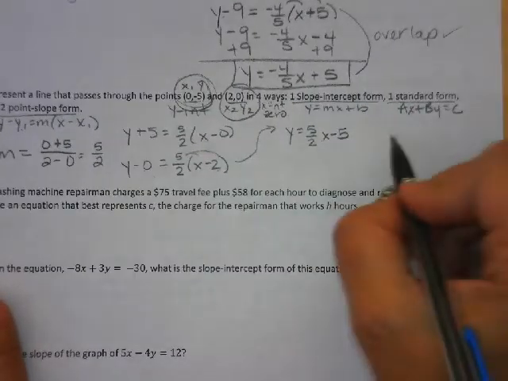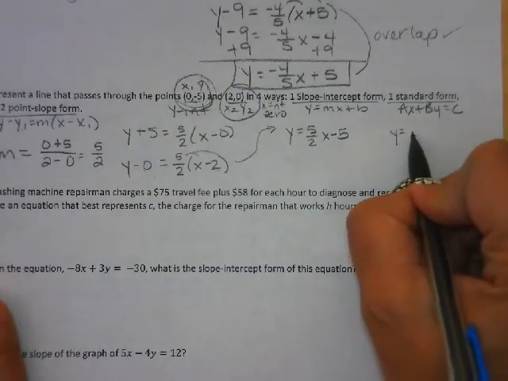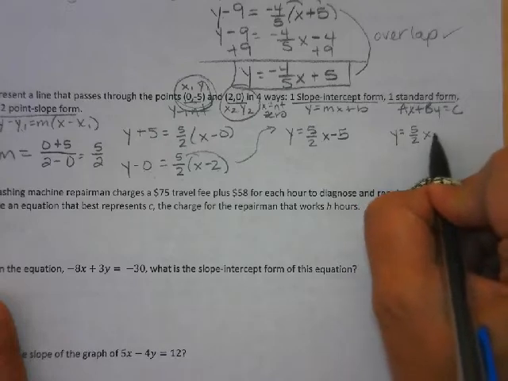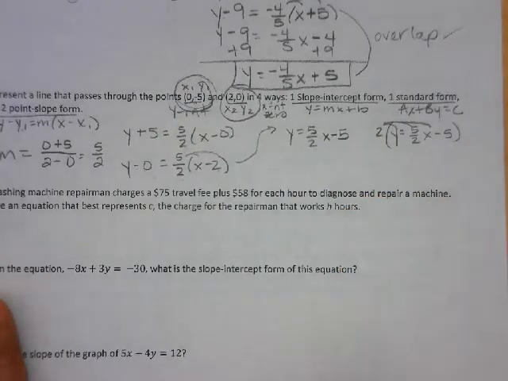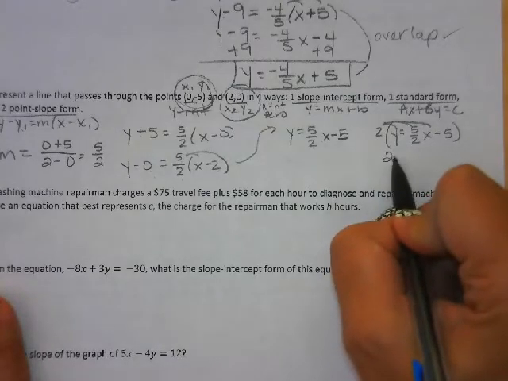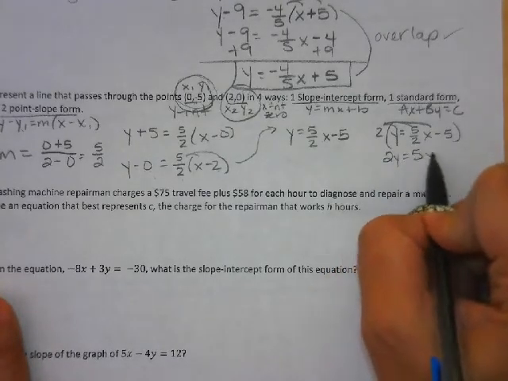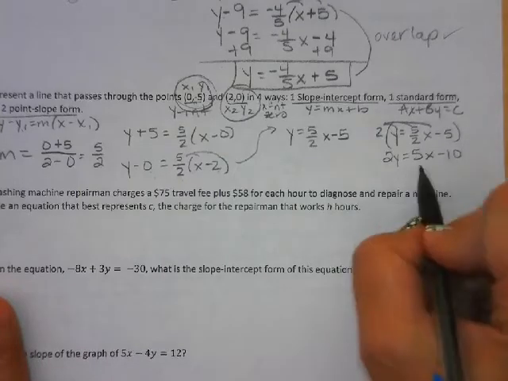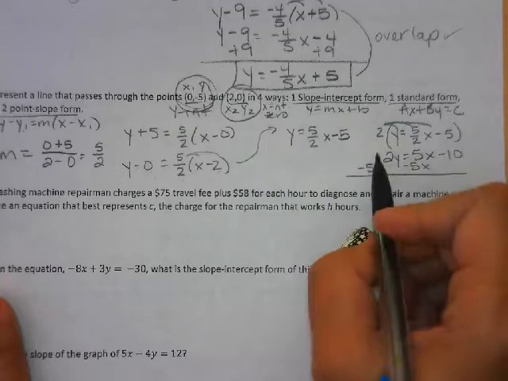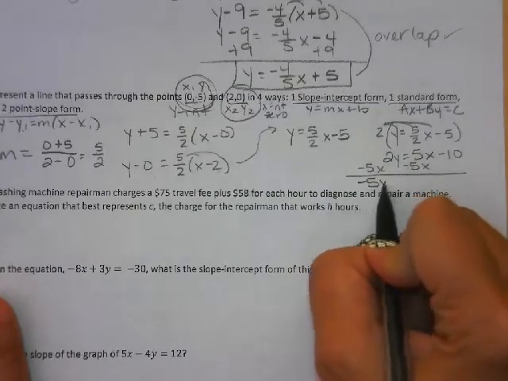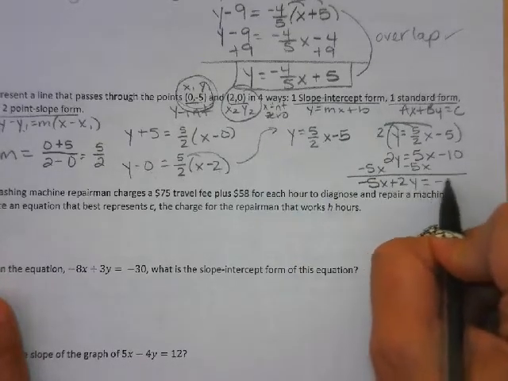I'm going to use my slope-intercept. I do have a fraction there, and I know in standard form I cannot have a fraction. So I'm going to go ahead and multiply everything by the denominator to get rid of that. 2y equals 5x minus 10. I'm going to move my x to the same side as the y. Negative 5x plus 2y equals negative 10.